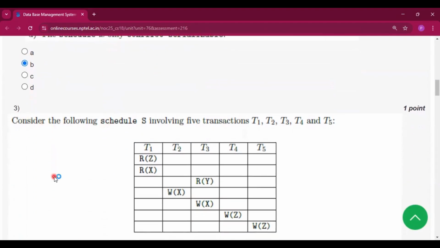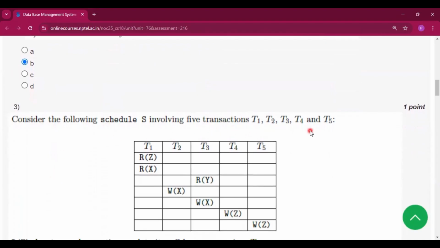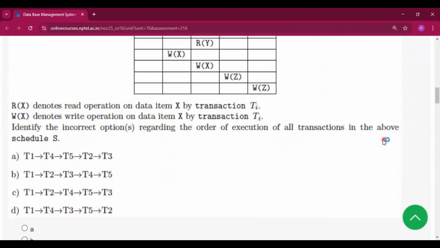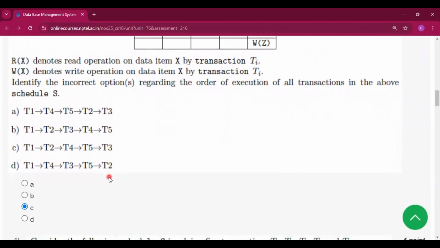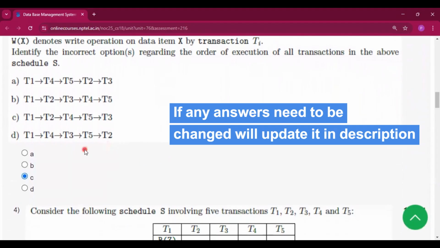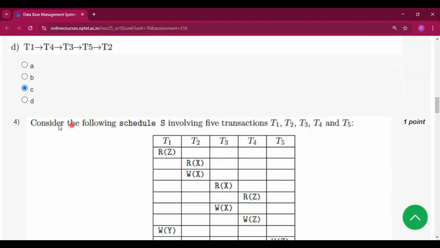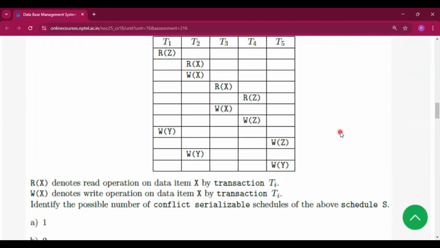Now for question number 3, consider the following schedule S involving 5 transactions. Identify the incorrect options regarding the order of execution of all transactions in the above schedule S. In the same way, we have to draw the precedence graph, and the answer will be option C, T1, T2, T4, T5, T3.